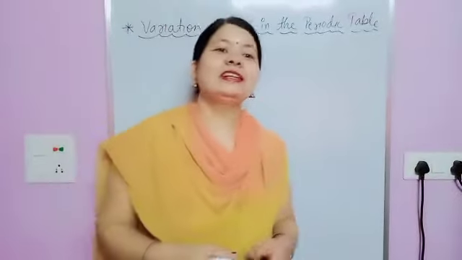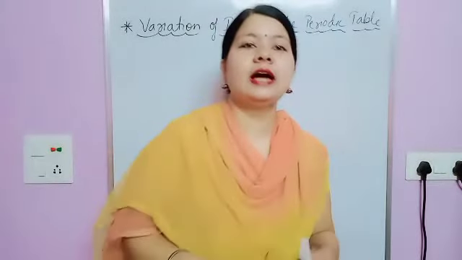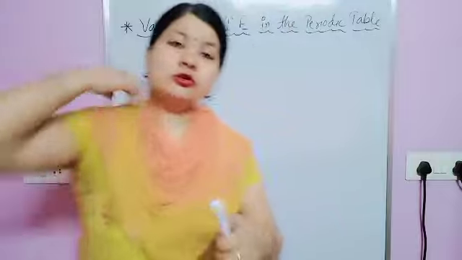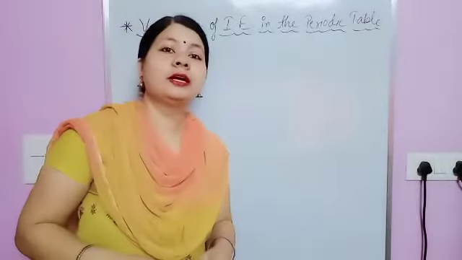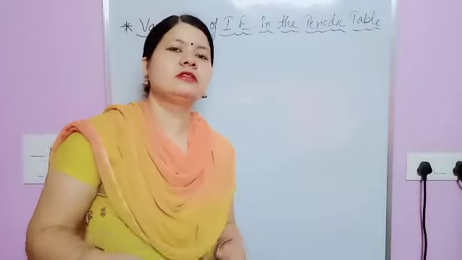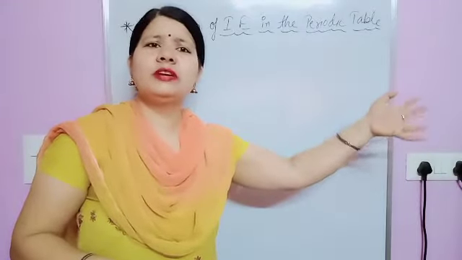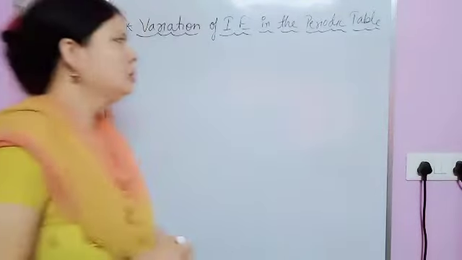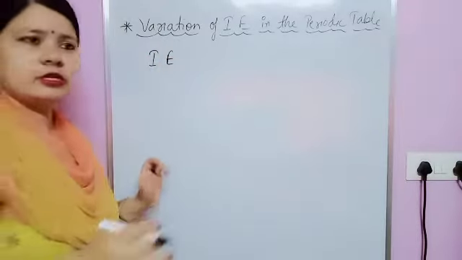Yesterday we covered ionization energy and the factors governing ionization energy. Today we will study the variation of ionization energy in the periodic table. If you know the factors governing ionization energy, this variation is easy, meaning how it varies down the group and across the period.